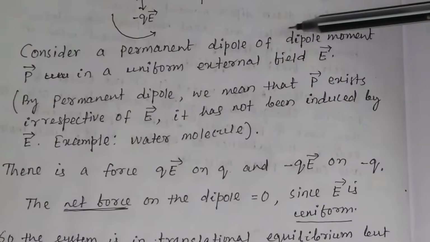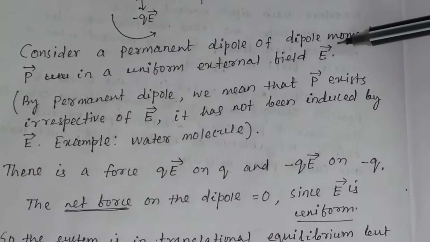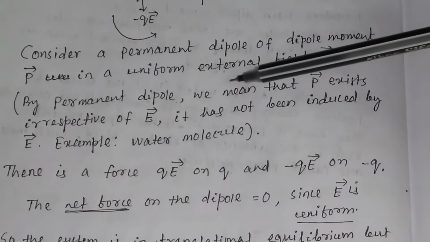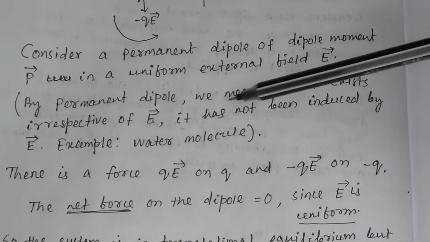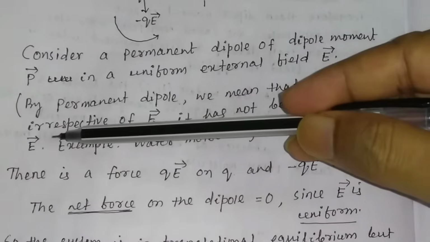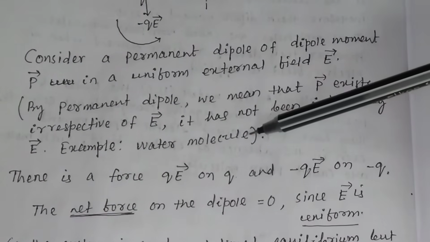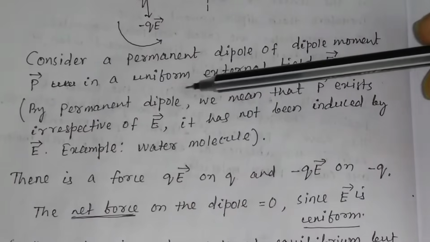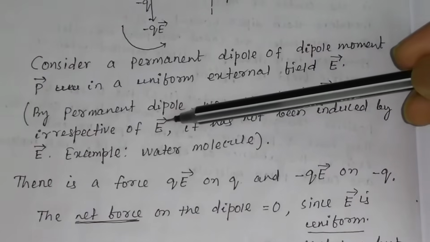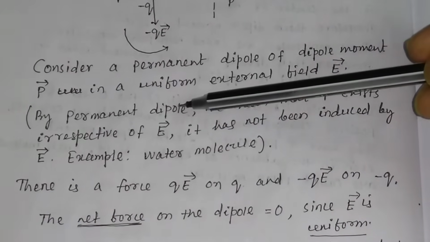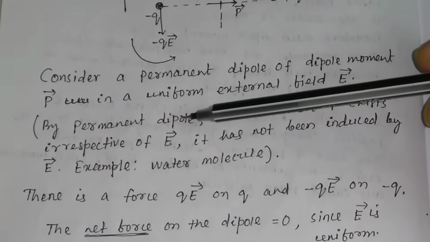Consider a permanent dipole of dipole moment p in a uniform external field E. By permanent dipole we mean that p exists irrespective of E. It has not been induced by the field. An example is the water molecule. We know in the water molecule there is a permanent dipole moment. Even if you have not given any external field, the water molecule exhibits dipole moment.